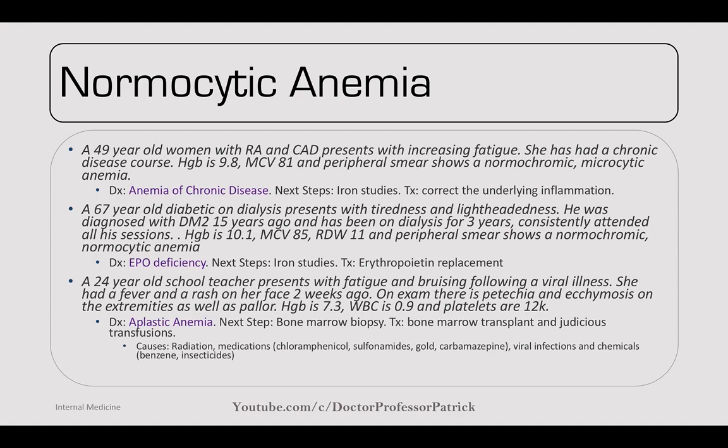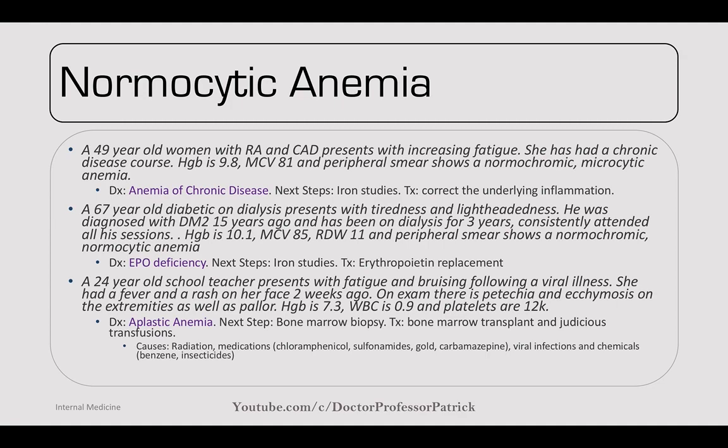So last, we've got a 24-year-old school teacher who presents with fatigue and bruising following a viral illness. She's had fever and rash on her face 2 weeks ago, and on exam there are petechiae and ecchymoses on the extremities as well as pallor. Her hemoglobin is 7.1, WBCs are 0.9, and platelets are 12,000. The diagnosis here would be aplastic anemia, and you can do a bone marrow biopsy. The treatment would be a bone marrow transplant and judicious transfusions.